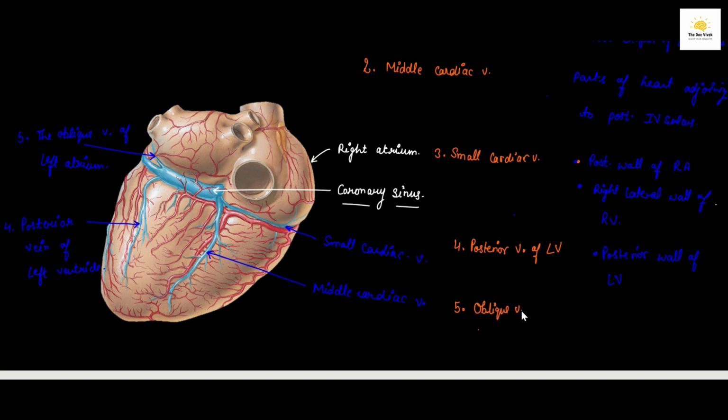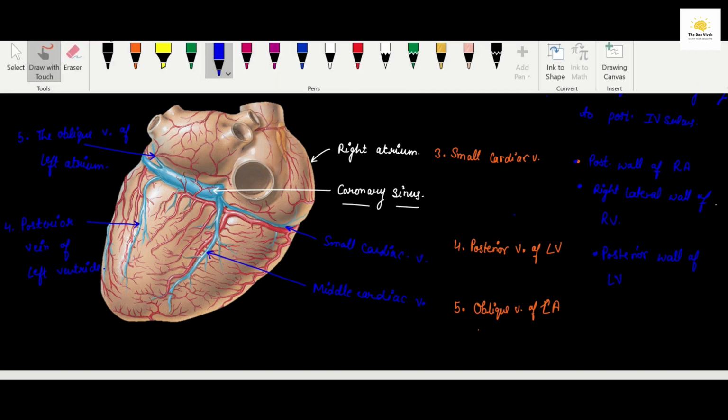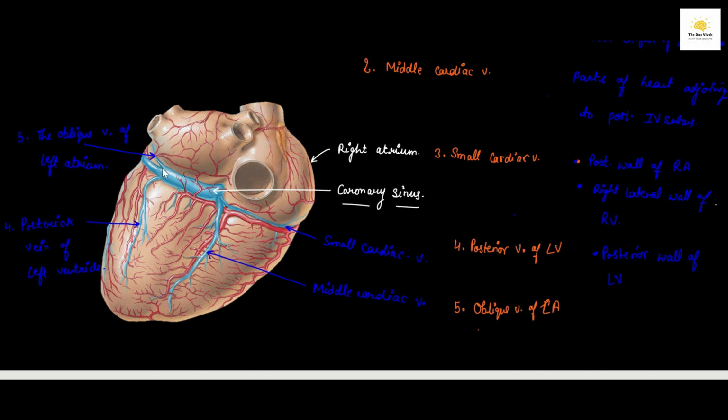And the fifth one and the last major vein was the oblique vein of the left atrium. This oblique vein of the left atrium receives blood from the basal part of the heart and the left atrium. You can say the basal part of the left heart, and the left atrium.